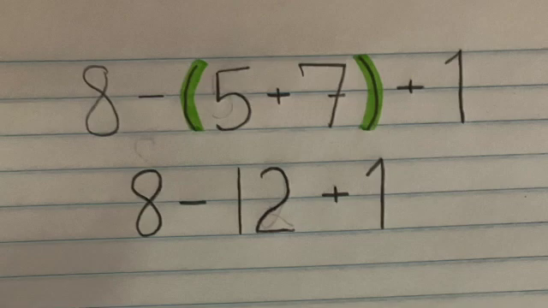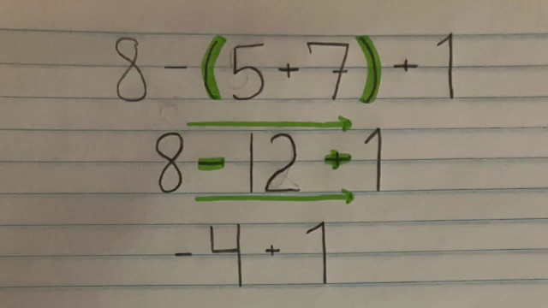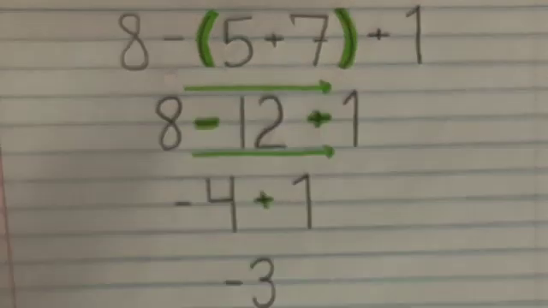Now what's next? Excuse is next in our mnemonic, but we don't have any exponents, so we must move on to my dear. But we don't have any multiplication or division either, so we continue on to Aunt Sally. We do have addition and subtraction, which we complete from left to right. First, we will do 8 minus 12, which gives us -4. Then we will rewrite our problem, replacing the 8 minus 12 with -4, giving us -4 plus 1, which we will solve, giving us the final answer of -3.